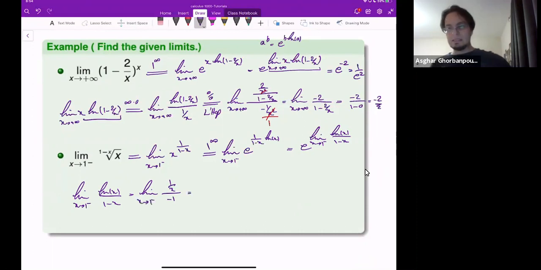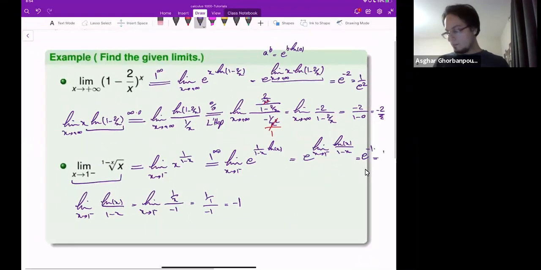So that is equal to 1 over negative 1. Sorry, 1 over 1 over negative 1, which is negative 1. Remember, this is not our final limit. This is what we have to put in the power of e to find our original limit. And that would give me 1 over e as our final result.